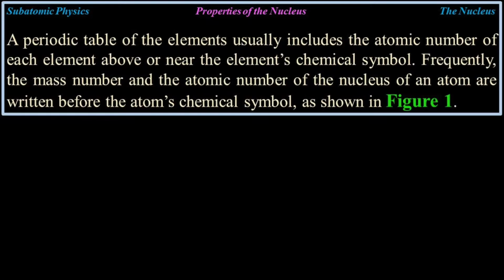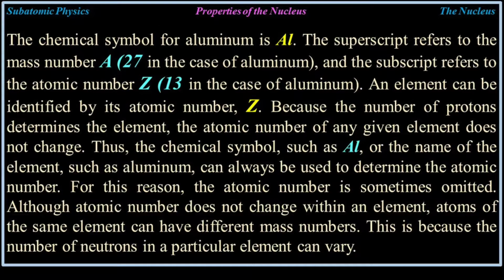A periodic table of the elements usually includes the atomic number of each element above or near the element's chemical symbol. Frequently, the mass number and the atomic number of the nucleus of an atom are written before the atom's chemical symbol, as shown in Figure 1. The chemical symbol for aluminum is Al. The superscript refers to the mass number, A, 27 in the case of aluminum, and the subscript refers to the atomic number, Z, 13 in the case of aluminum.